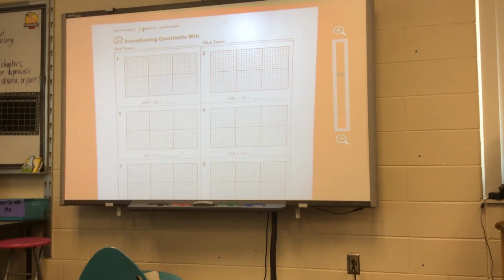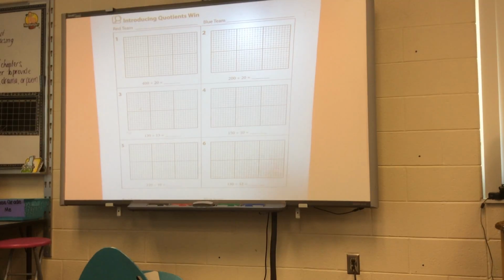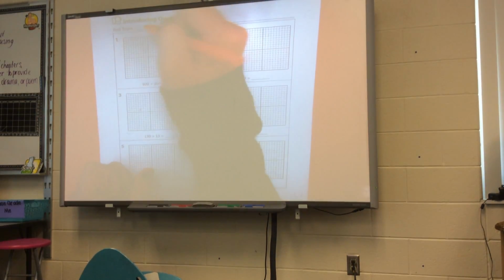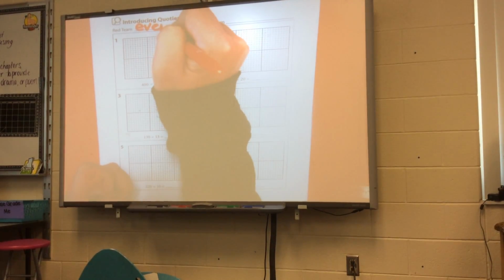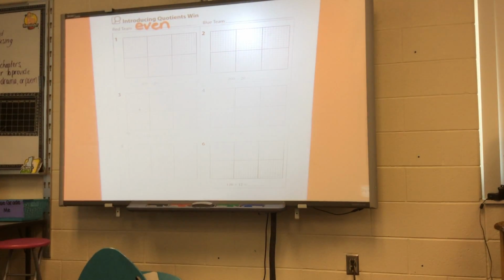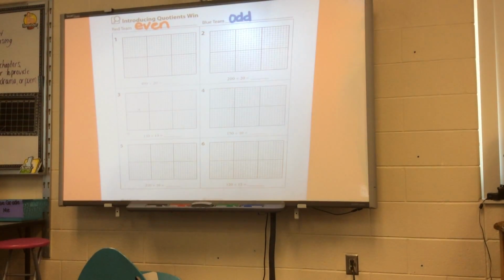Let me zoom out just a little bit. You and your partner would each have your own. So my red team is my, which numbers again? Even. And my blue team is my odds. All right.